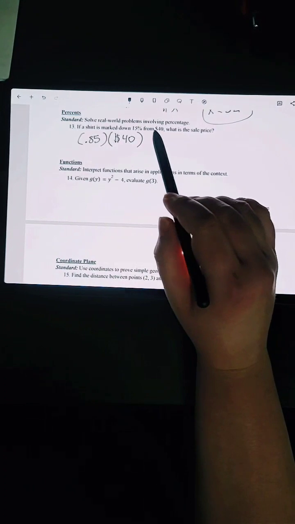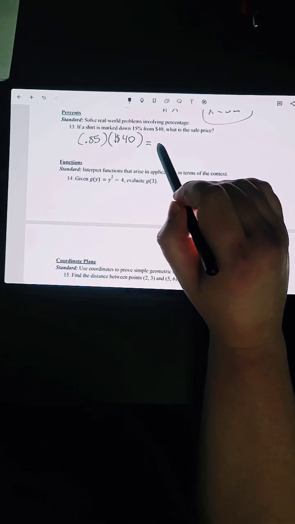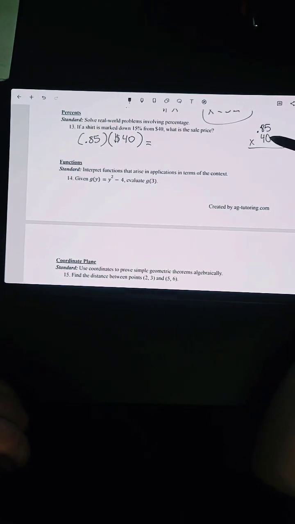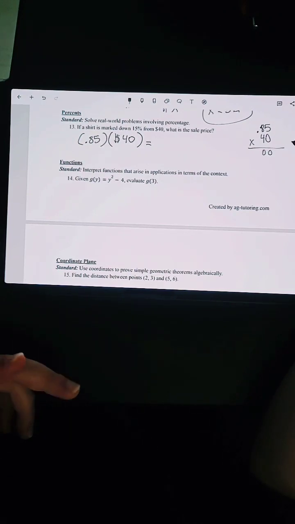So now 0.85 times 40, I'll show you guys off to the side how to do it, like the column way, so we can review the multiplication steps. So it would just be 0 times 5, 0 times 8, both of those are zeros.